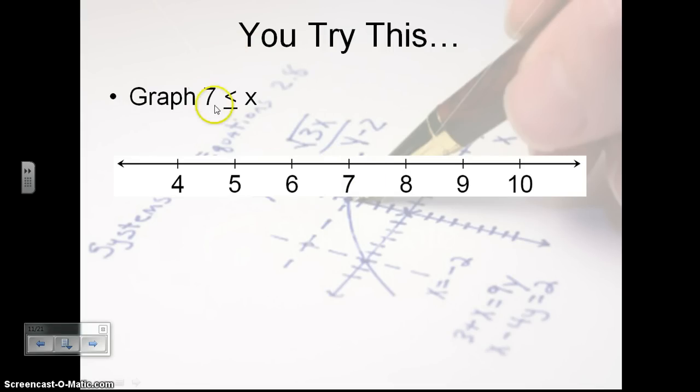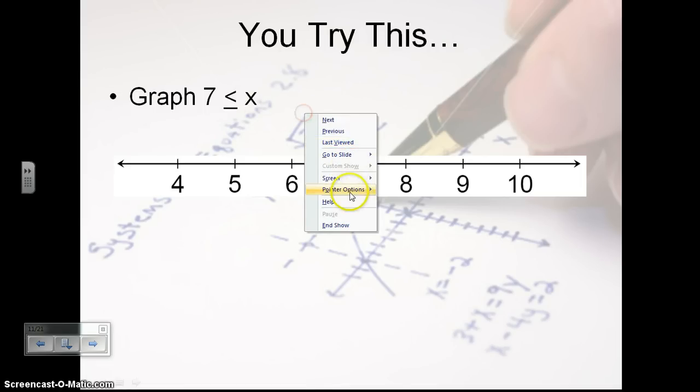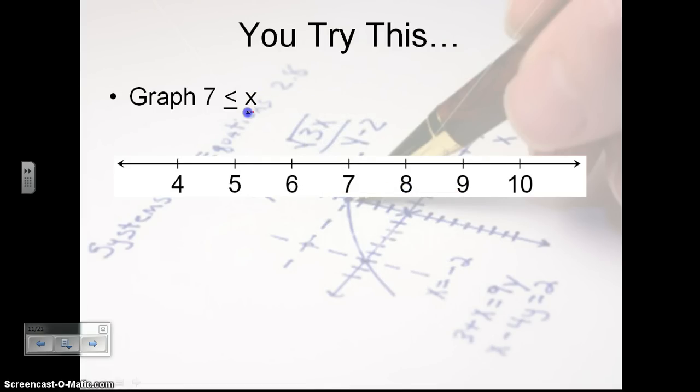Welcome back. This says 7 is less than or equal to x. Now, we're always going to read with the x or the variable coming out of our mouth first. So how we're going to read this is x is greater than or equal to 7, because we're going to read the variable first. Sorry about my handwriting.